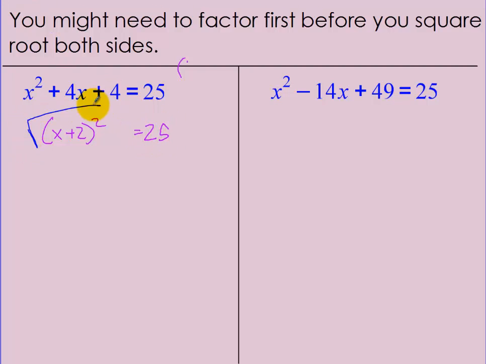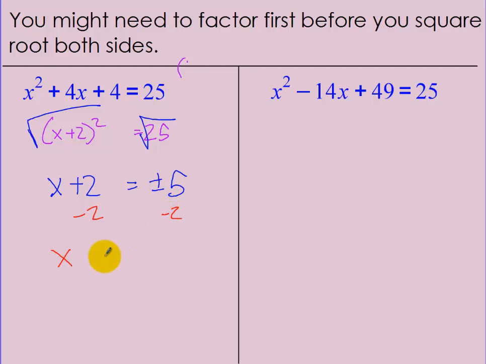When I square root both sides in this case, on the left, square root of something squared, it just cancels out the squared, so you're just left with x plus 2. On the right, square root of 25 is going to be plus or minus 5. So then for your answer, we want to isolate the x here. I'm going to subtract 2 on both sides.